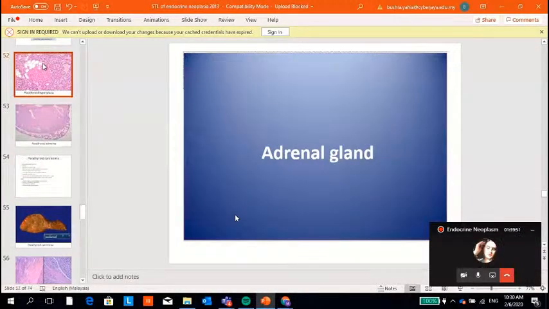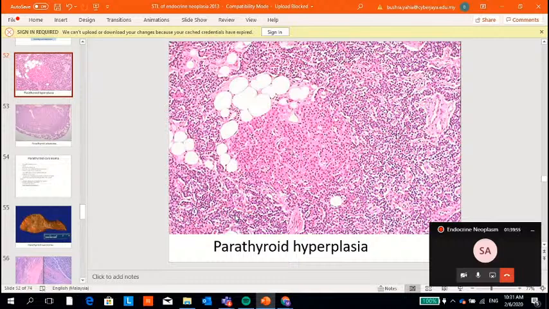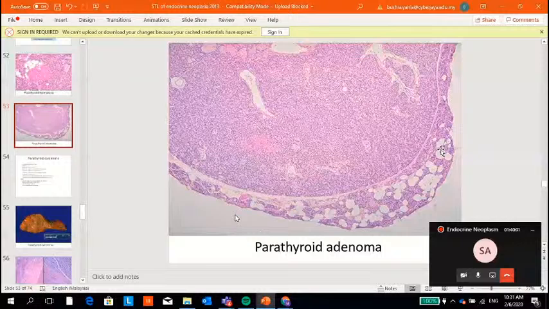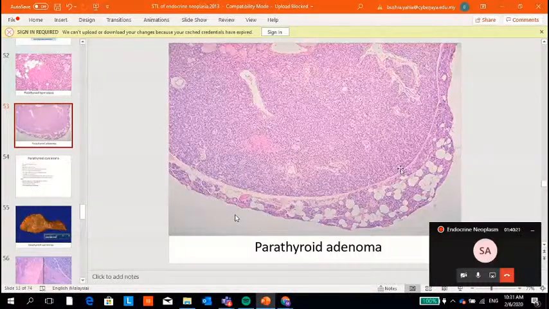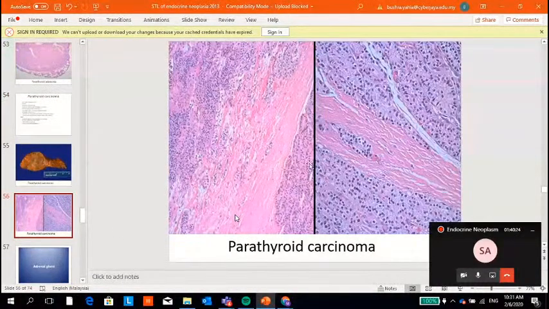See here, there is no demarcation between the normal and the abnormal area. You can just see hyperplasia of the cells. But in adenoma, look at here, you can see the difference between the normal and abnormal area. The normal area is closely packed and forms a single nodule, plus there is a capsule there. For carcinoma, look at here, it is also like adenoma, but they have invasion into the capsule. Understood?